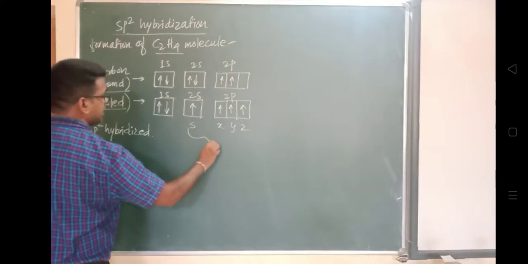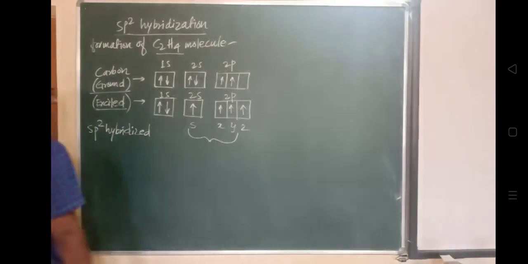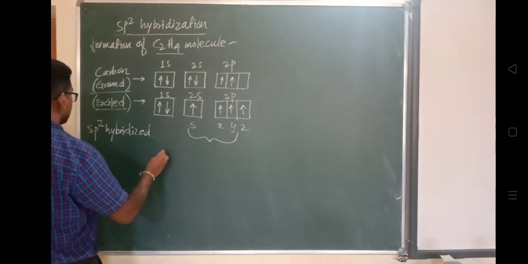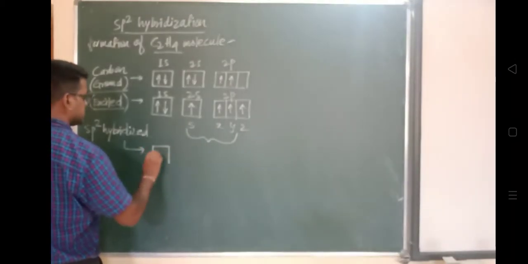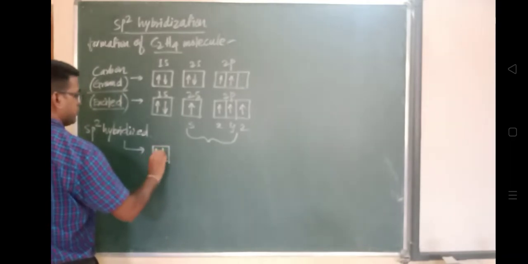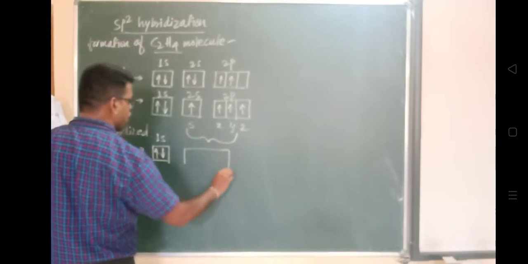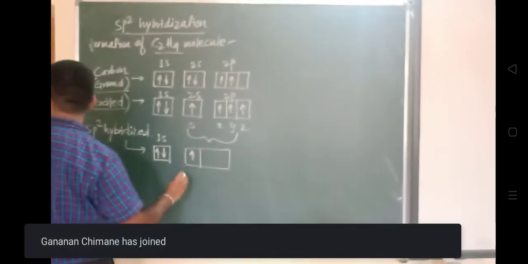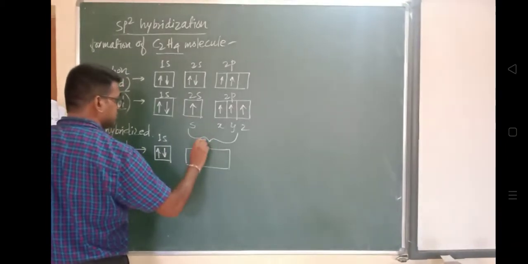This is suppose one s orbital, and this is suppose a 2p orbital. So in this way sp2 orbitals form, and here one will remain, this one is left over. We will call this a pure p orbital, the one that is left over here.